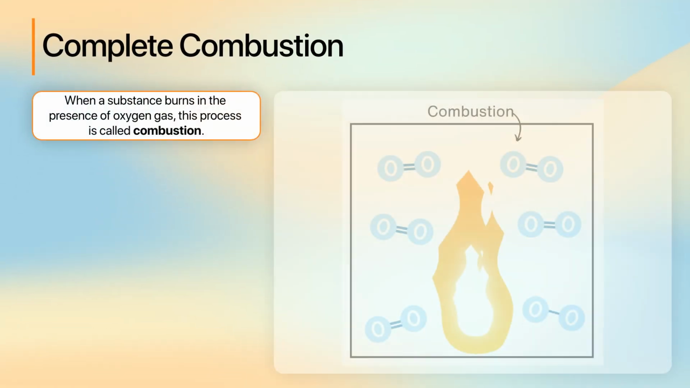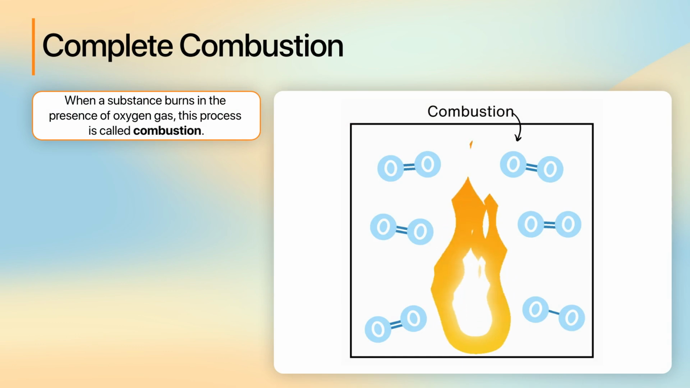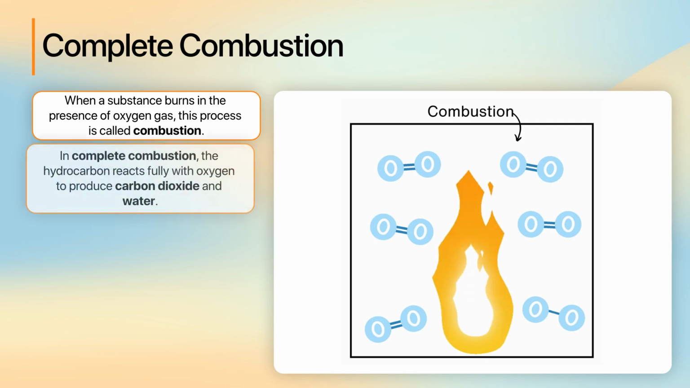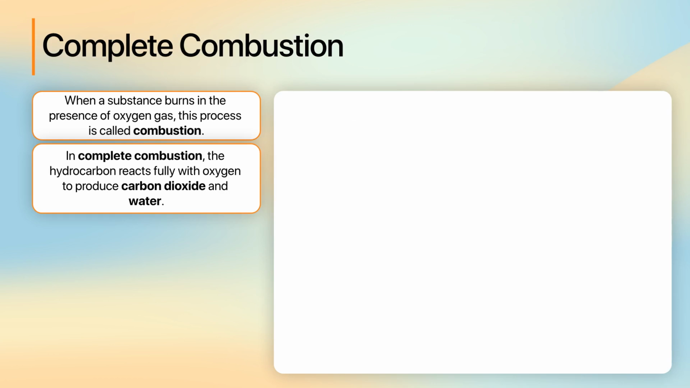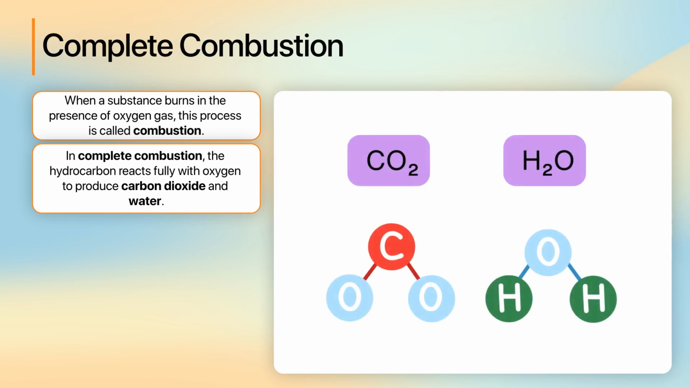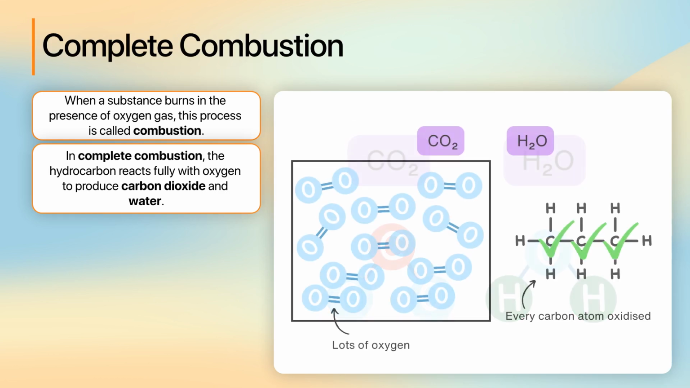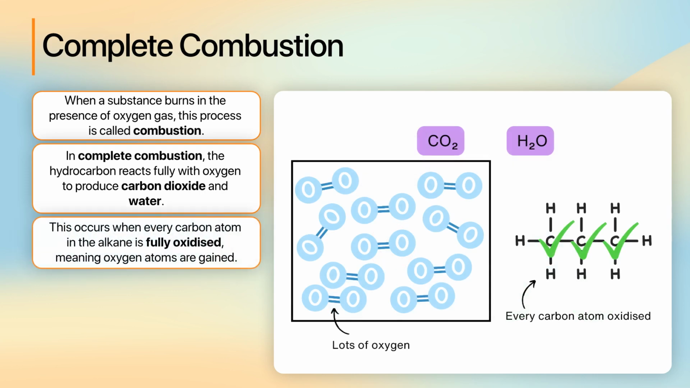When a substance burns in the presence of oxygen gas, this process is called combustion. When it comes to hydrocarbons, combustion can occur in two ways: complete combustion and incomplete combustion, depending on the amount of oxygen available. In complete combustion, the hydrocarbon reacts fully with oxygen to produce two main products, carbon dioxide and water. This occurs when there is plenty of oxygen and every carbon atom in the alkane is fully oxidized. Oxidation in this context means that the carbon and hydrogen atoms in the hydrocarbon gain oxygen atoms.